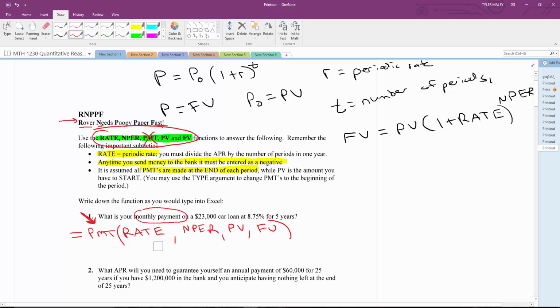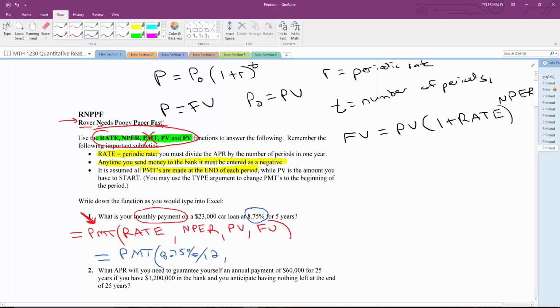All right. So let's look at how we would type this in, right? So we would do equals PMT. So the rate, remember, we're given 8.75%, but I want this to be a periodic rate, right? So I need to do 8.75% divided by 12, right? That's my input for the rate.